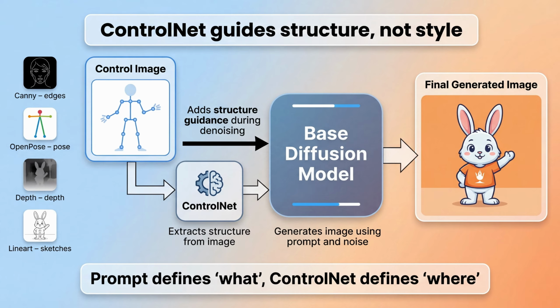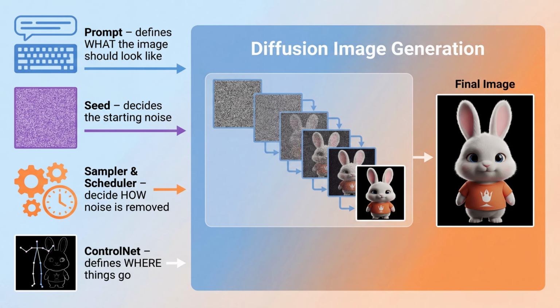You can think of it like this. The prompt says what the image should look like. The seed decides the starting noise. The sampler and scheduler decide how noise is removed. ControlNet tells the model where things should go.